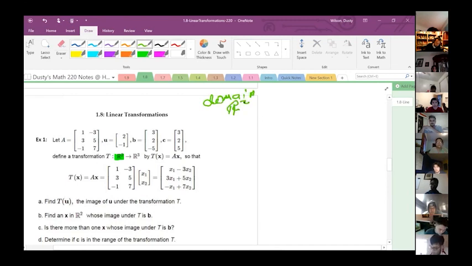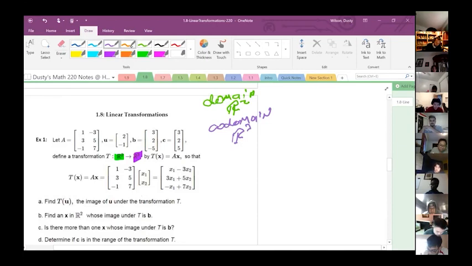R2. And then R3 would be your codomain. The name of the transformation would be T, or maybe you could think about that as matrix X. All right. So we're going to define our linear transformation T as T of X equal to AX. And so you have a matrix A times X.